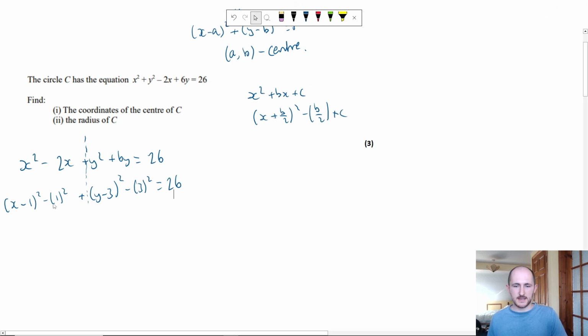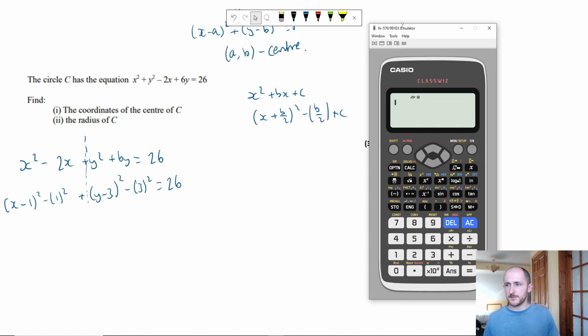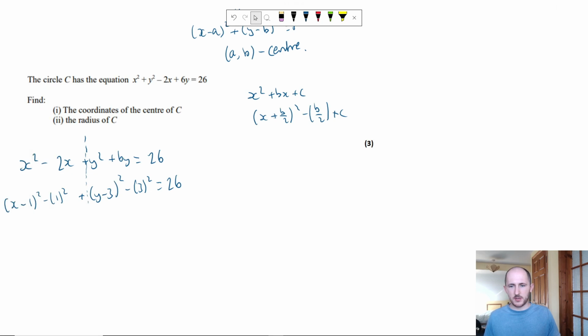So what we want to do now is expand these and simplify them. If you fancy being a little bit lazy, which I certainly do, we're just going to write the x minus 1 squared and then plus y minus 3 squared. And then I'm going to work out what minus 1 squared minus 3 squared would be.